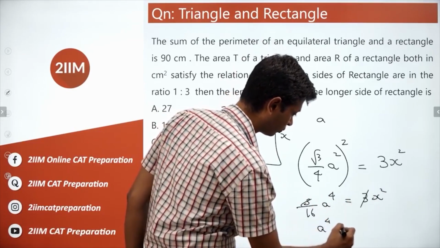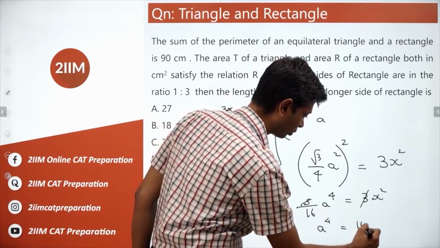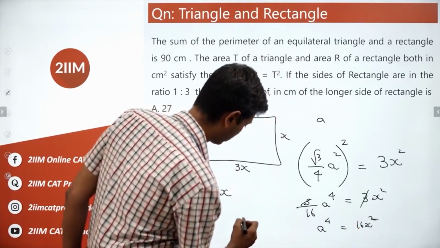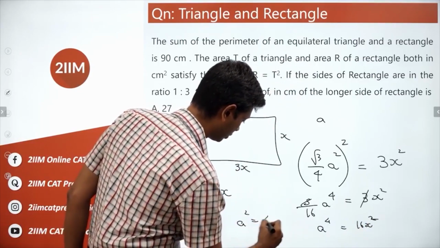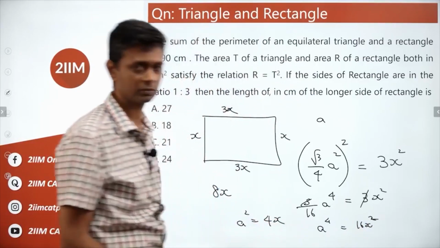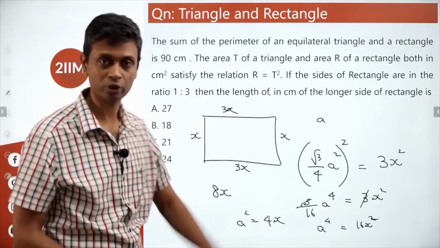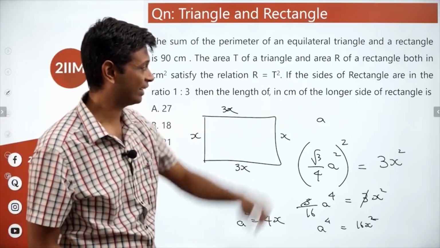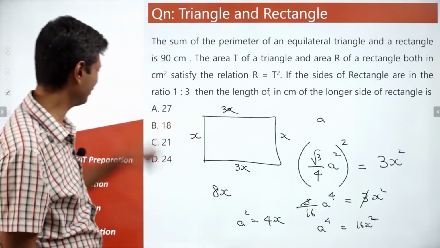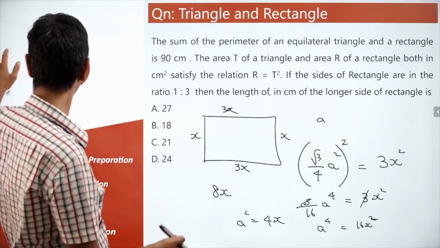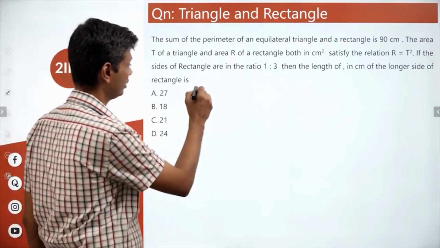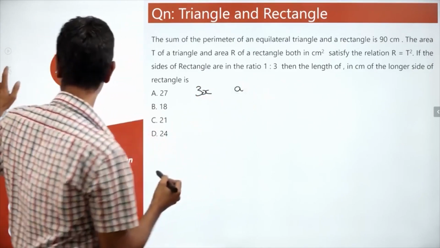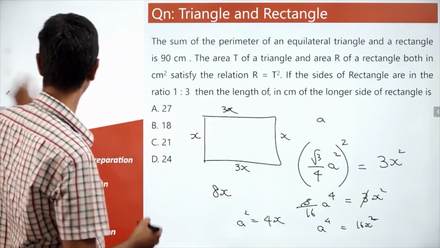a power 4 is 16x square, or a square equals 4x. Lovely. a square equals 4 times x. Now we can go on and say that the longer side of the rectangle, that's what we need to find. After this, we can even go on to trial and error, which is what I'm going to do. The longer side of the rectangle is 3x. We know that a square, let's go back here. We know a square is 4x.